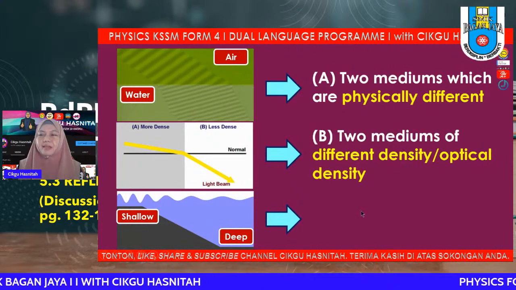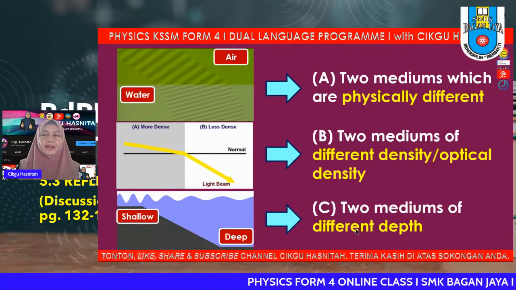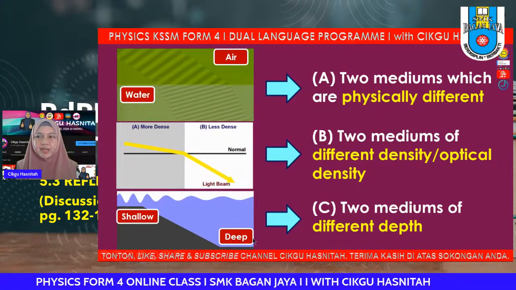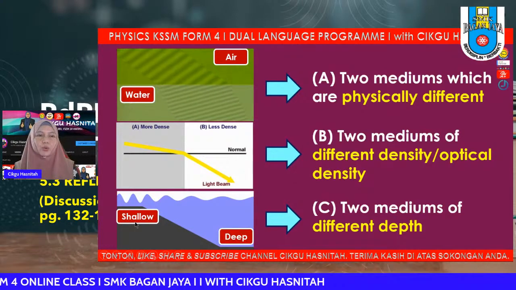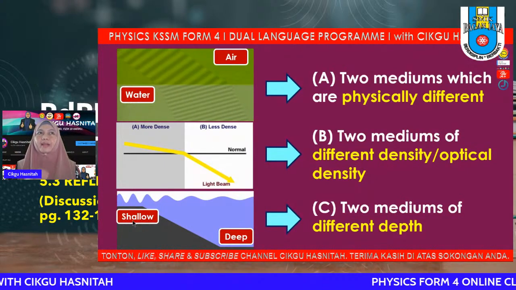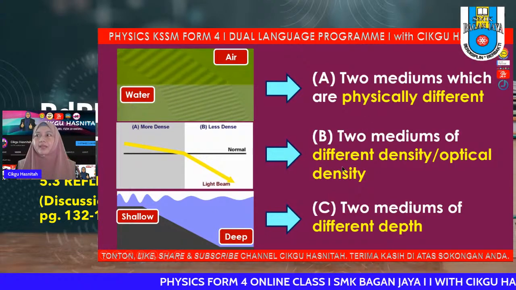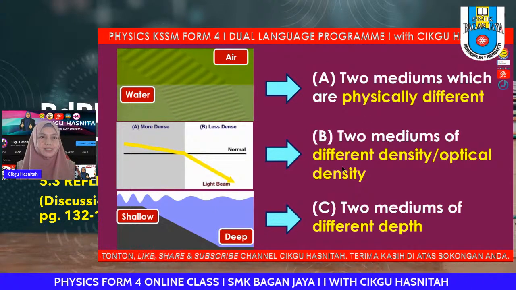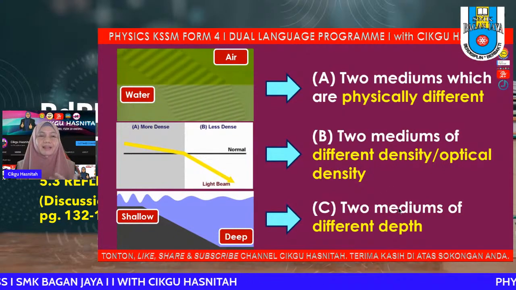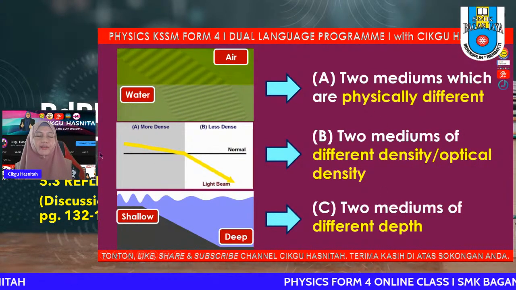Okay, and the medium also can refer to media of different depth. Here, if you are dealing with water waves, here is the deep region and the other side is a shallow region. So remember, medium is the environment where the refraction takes place. It can be physically different, different in density or optical density, or different in depth, depending on what type of wave we are dealing with. So are you clear so far on refraction of wave?